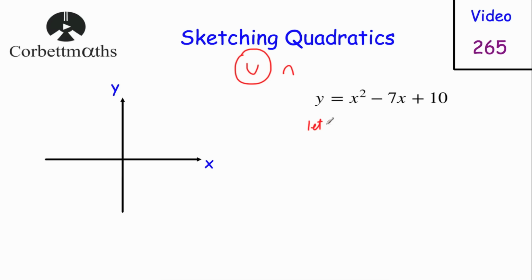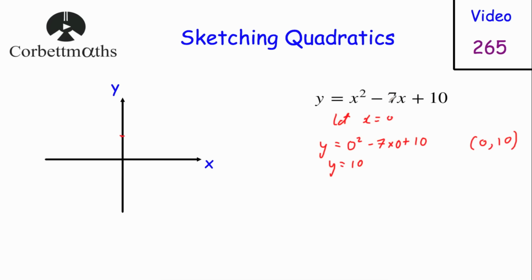So let x equal 0, and if we do that, we get y equals 0 squared minus 7 times 0 plus 10. And when we work it out, we get y equals 0 squared is 0, 7 times 0 is 0, so 0 take away 0 is 0, plus 10 is 10. So whenever x equals 0, y equals 10. So that would be the coordinate 0, 10. So that means our quadratic y equals x squared minus 7x plus 10 will pass through the point 0, 10. So going 0 across and 10 up will be here. So that's the point 0, 10.